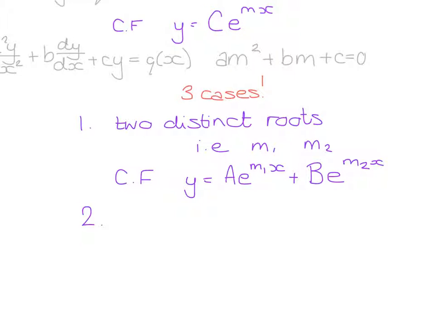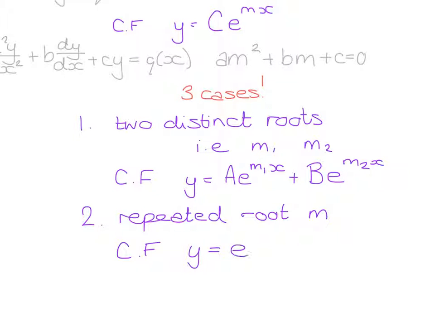The second case is where there's one sole repeated root. Let's call this m. Here we have the complementary function y equals e to the power of mx, all times by a plus bx, where here m is our root and a and b are both arbitrary constants.